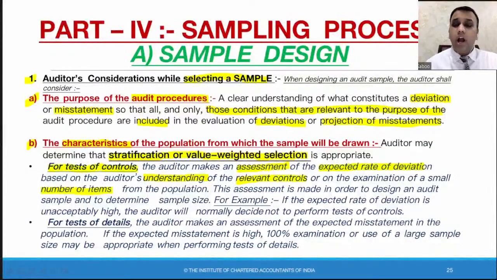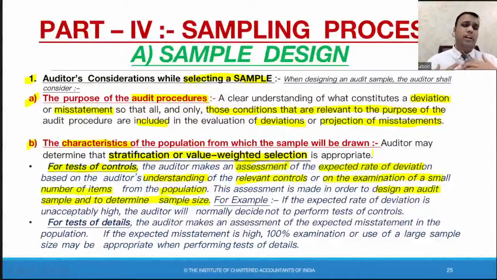So controls: how are checks issued, how are accounting entries made, how is delivery of goods received, the number of CCTV cameras, the basis of entry into the factory building, the basis of entry into the server room, the locker room, financial controls as well as non-financial controls. So for testing them, the auditor makes an assessment. What could be the expected rate of deviation based upon his professional judgment and understanding of the client, or he may carry out small tests on some of the controls or on the examination of a small number of items from the population. This assessment is made in order to design an audit sample and determine the sample size.